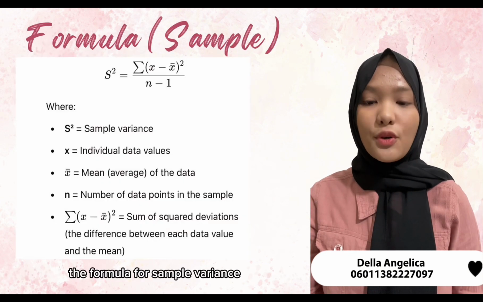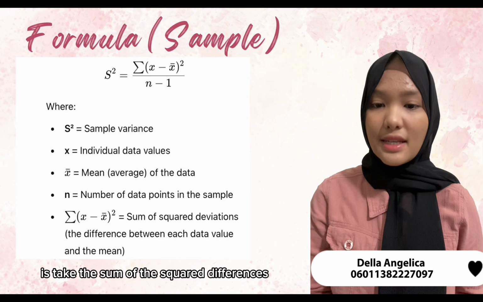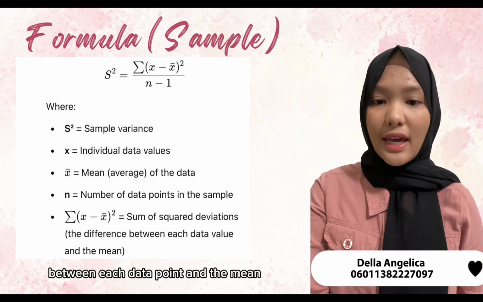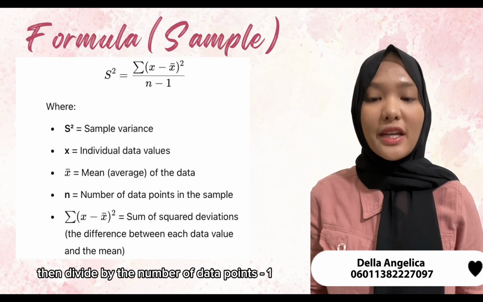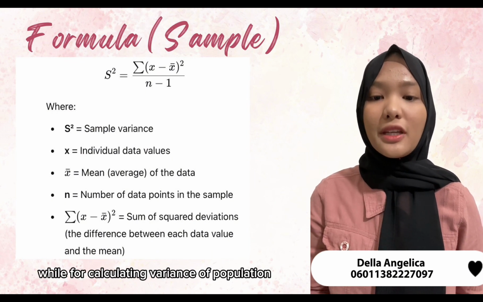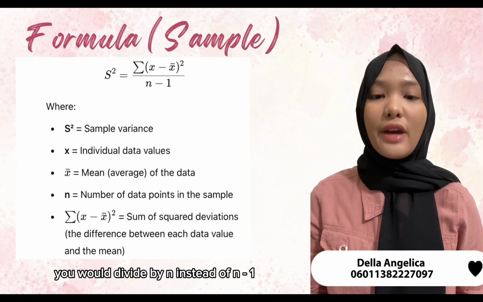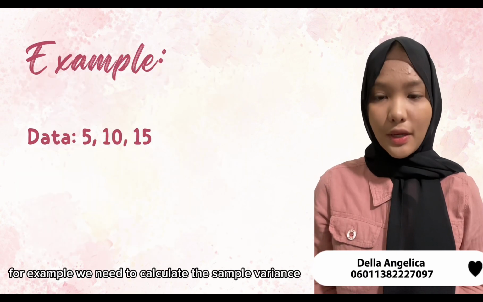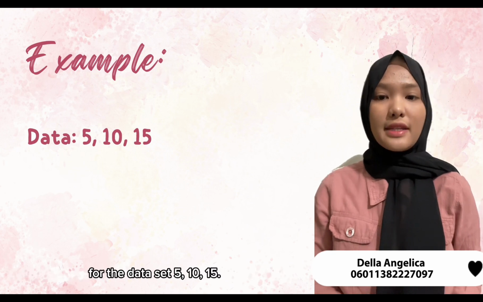The formula for sample variance is: take the sum of the squared differences between each data point and the mean, then divide by the number of data points minus 1. While for calculating variance of population, you would divide by n instead of n minus 1. For example, we need to calculate the sample variance for the dataset 5, 10, 15.